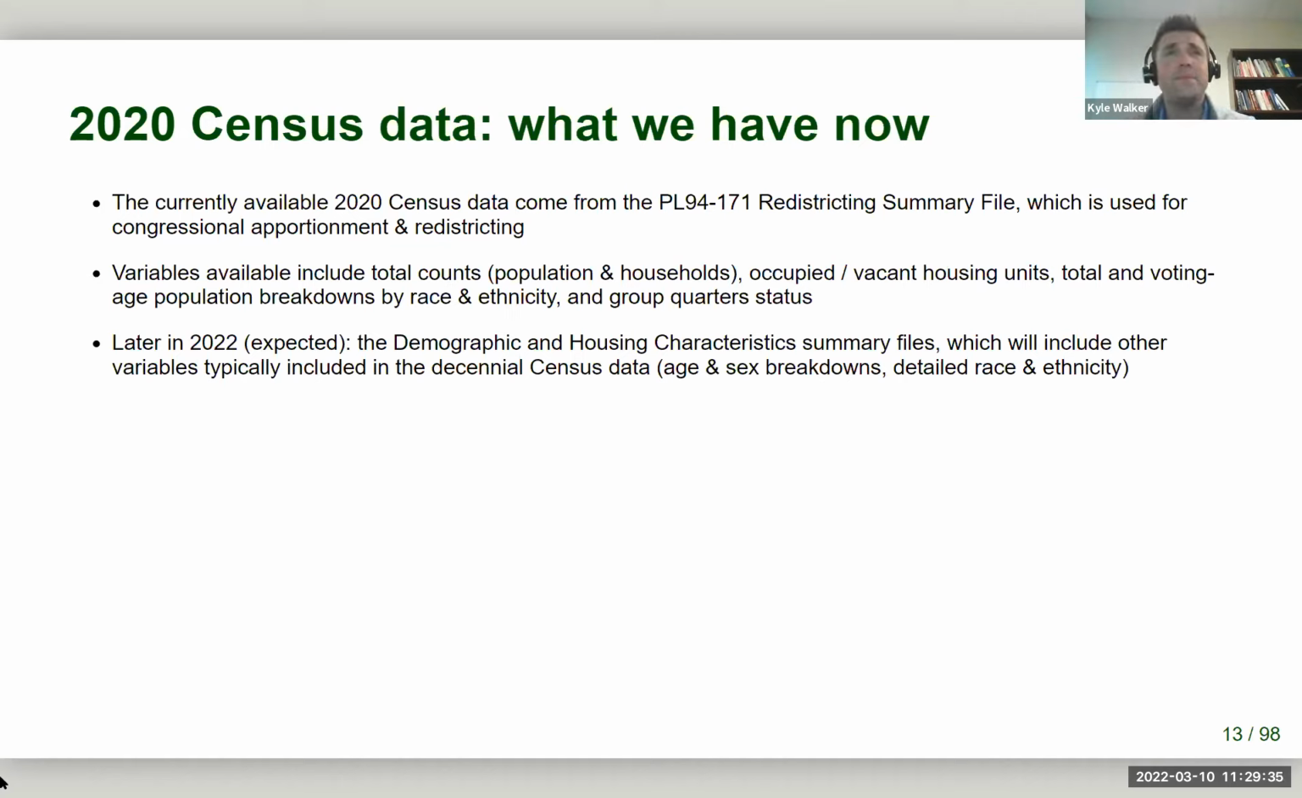Later this year, it hasn't been announced when yet, we'll be getting the Demographic and Housing Characteristics summary files. That's going to be a little different from the previous summary file 1. We had summary file 3 way back in 2000, but in 2010 we had summary file 1. That's going to be updated for 2020. And we're expecting to get more variables such as age and sex breakdowns, more detailed race and ethnicity. It's still not 100% decided what we're getting, but that's something we're going to watch out for this year. And when it comes out, Tidycensus will support it.